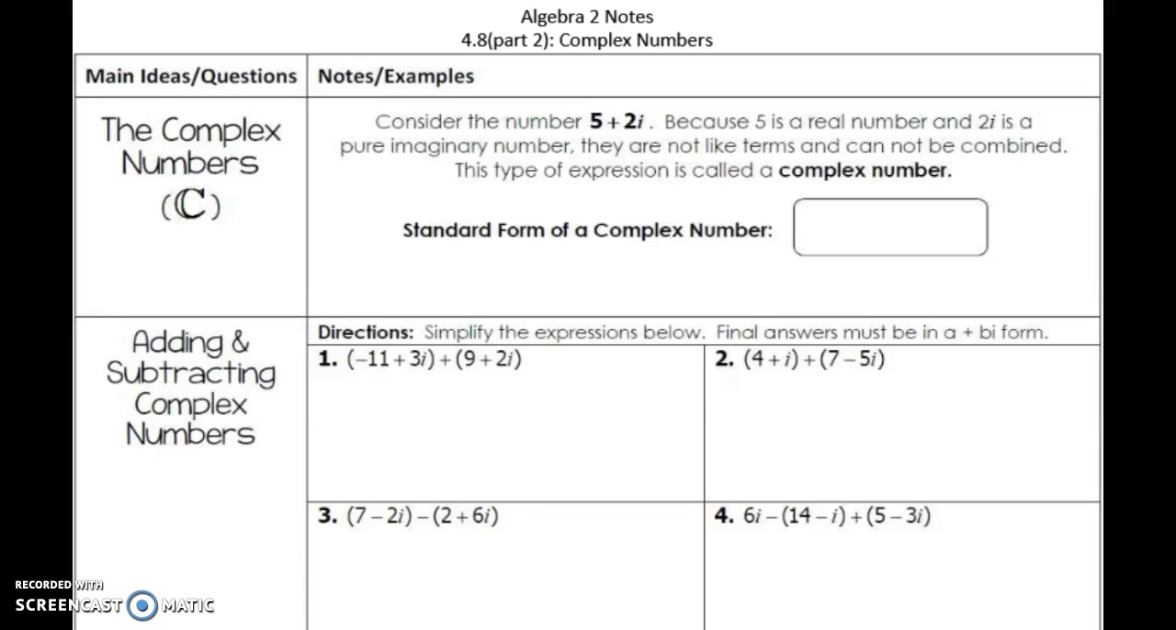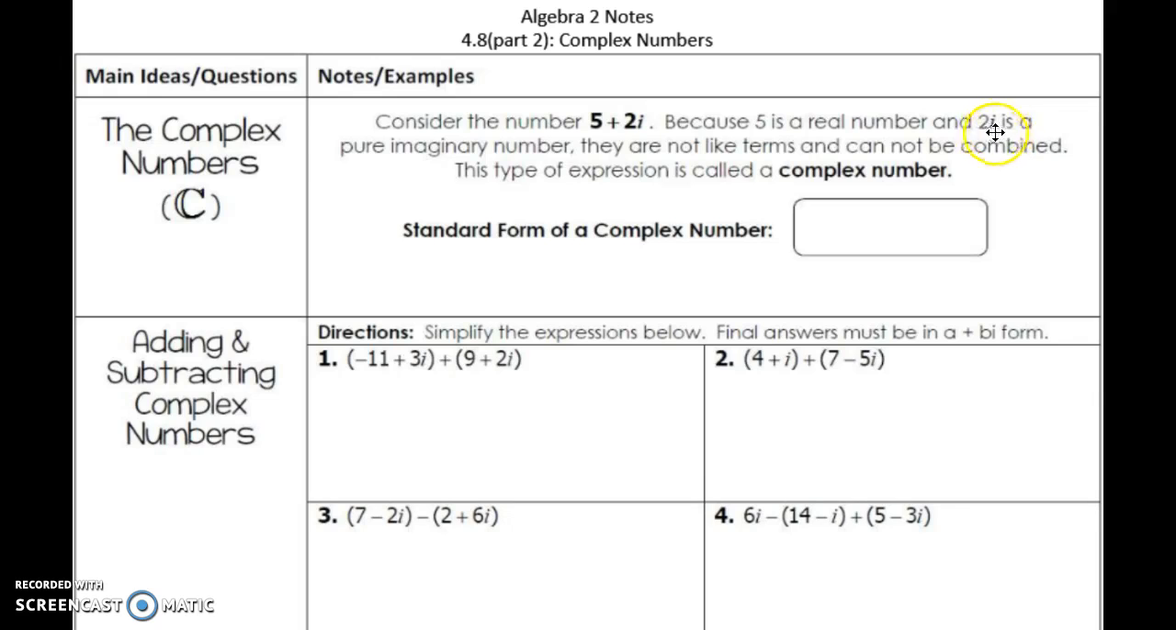All right, today's lesson, 4.8 part 2 on complex numbers. We are going to work on adding, subtracting, multiplying, and dividing complex numbers. Now I'm going to go through these examples pretty quick, and not all examples, so make sure you enable the pause button if needed, and then also you can go look on the website to see the remaining examples that we don't go over.